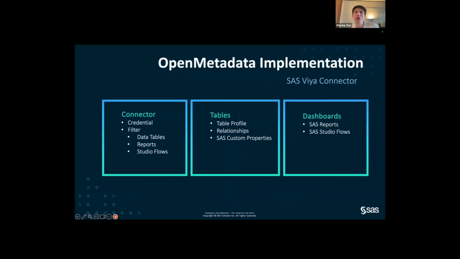Now let's explore three major features of the SAS Viya connector. So on the connector aspect, customers have the option to use credentials to connect the connector to their SAS Viya deployment, and to use criteria of natural language or faceted search to filter metadata based on various types of assets that SAS Viya supports, which include data tables, reports, and studio flows.